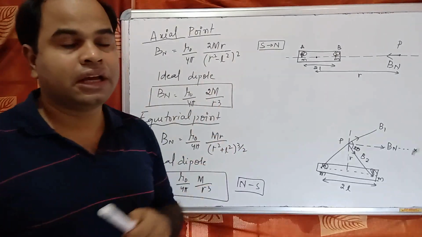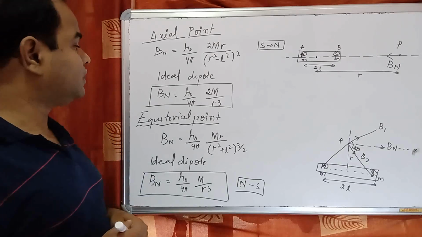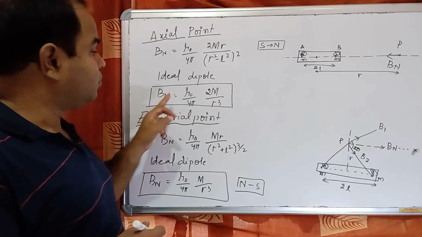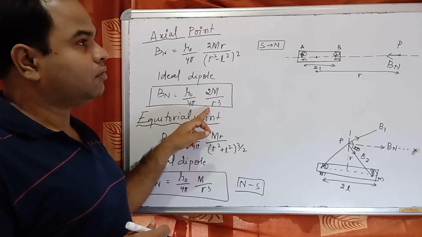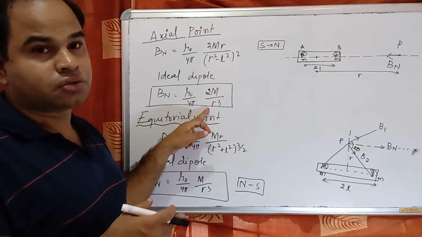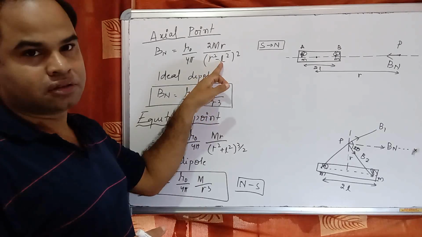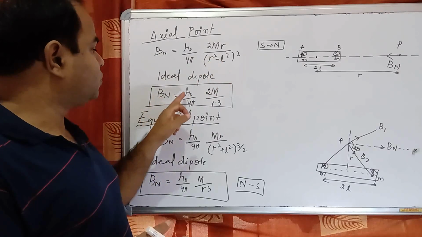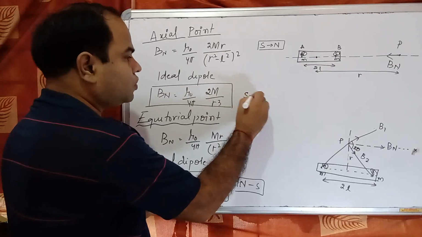And if it is an ideal dipole, in that case B net is mu naught by 4 pi, 2 m by r cube. Because for an ideal dipole the length is very small, so l square is also very small, so we neglect the l square term. So B net is equal to mu naught by 4 pi, 2 m by r cube, and the direction is from south to north.